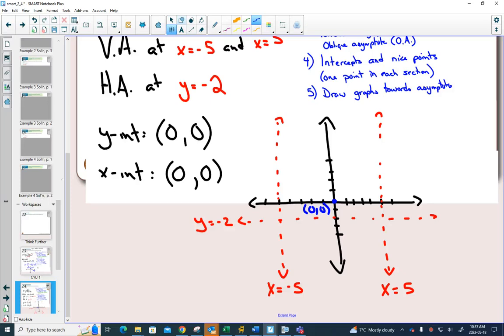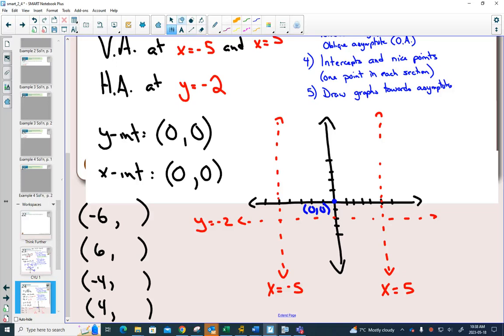Now, we really don't have enough information in any of our sections to tell what this graph looks like. We don't know in the middle section. It's possible it could go up towards the asymptote or down towards the asymptote. We don't have anything in the other sections as well. So as far as nice points go, I'm going to need one with negative 6, one with positive 6, one with negative 4, and one with positive 4. I need points in the middle section to find out if it's going up or down. I need points on the outer section. So there's a lot of points I need to check.